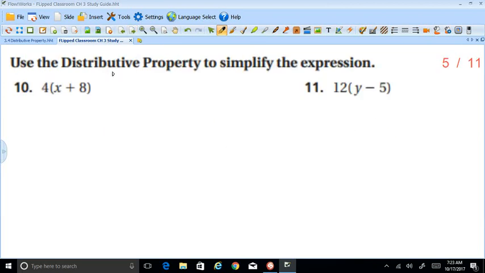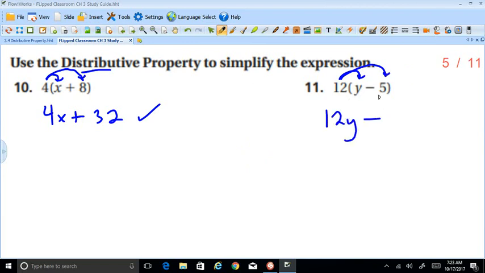Number 10 and 11, now we're going to use the distributive property, and we're going to distribute the 4 to the x and the 4 to the 8. 4 times x, 4x, 4 times 8, 32. Final answer. Number 11, distribute the 12 to the y and the 12 to the 5. 12 times y, 12y, minus 12 times 5, 60. Final answer.